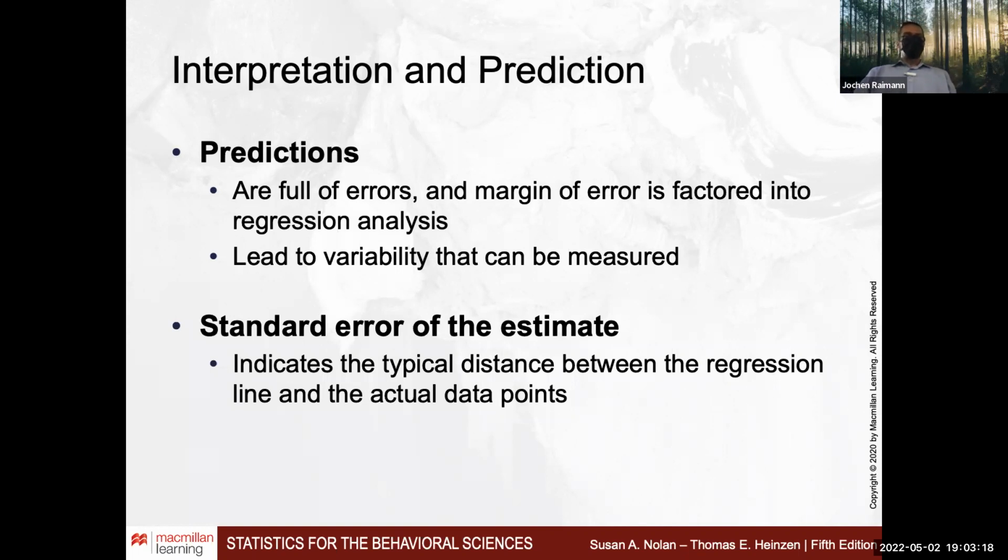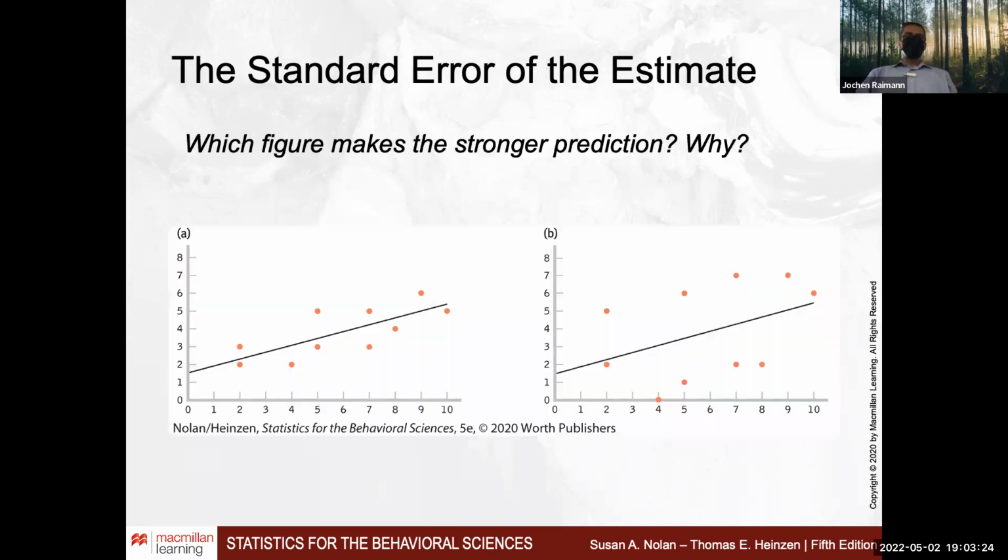So the variability can be measured, and this is measured by the standard error of the estimate. And this is basically the distance between each individual point and the predicted value on the y-axis based on that line of best fit. So this distance is essentially called the so-called residual error. So it's a residual error that is built between the actual observation and your prediction.